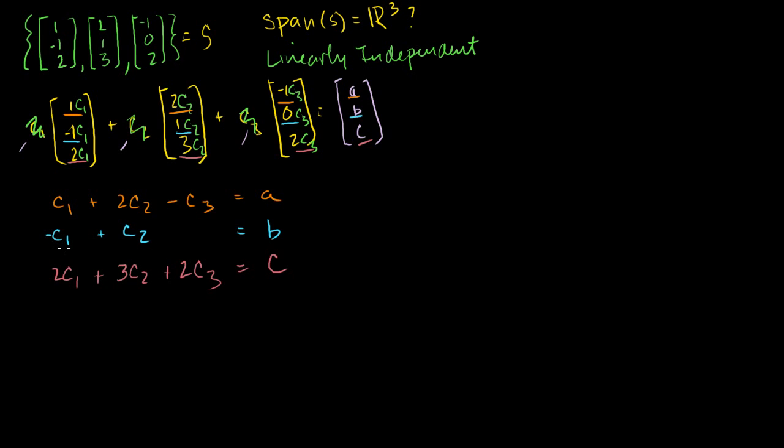So if I want to eliminate this term right here, what I could do is add this equation to that equation. Or even better, I can replace this equation with the sum of these two equations. So let me do that. I'm just going to add these two equations to each other and replace this one with that sum. So minus c1 plus c1, that just gives you 0. I can ignore it. Then c2 plus 2c2, that's 3c2.